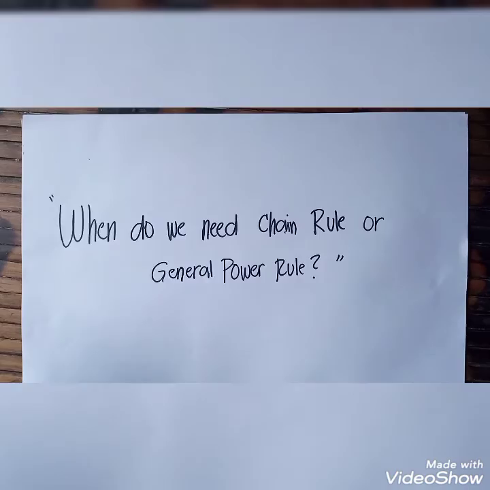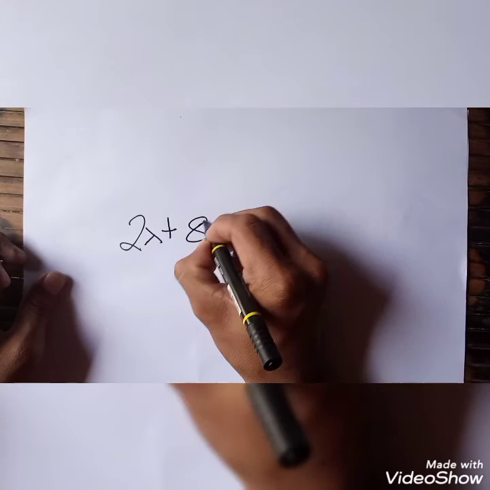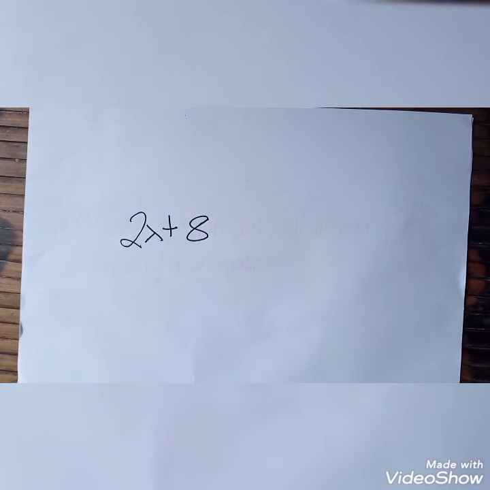Let's just say we have another example. What if we use 2x plus 8? Do we need to use a chain rule or a general power rule? No, because there is no other function included. It's just one function, and this equation is not a composite.